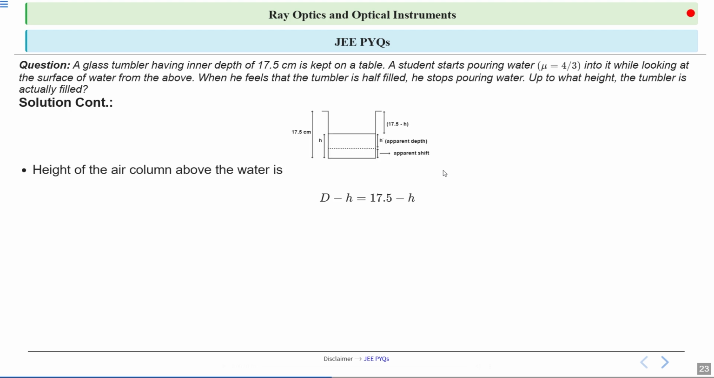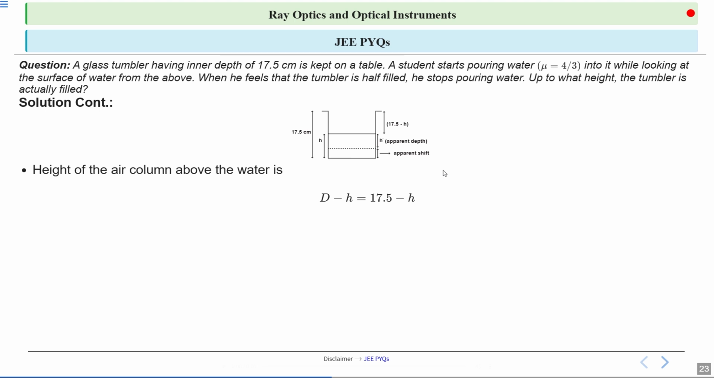So let's consider the height of the air column above the water, the empty part of the glass tumbler in which water is not poured. The air column is represented by D minus h, where D is the total depth of the glass tumbler and h is the height up to which water is poured. So D minus h is the height of the air column, which equals 17.5 minus h. This is the actual height of the air column, not the perceived depth.